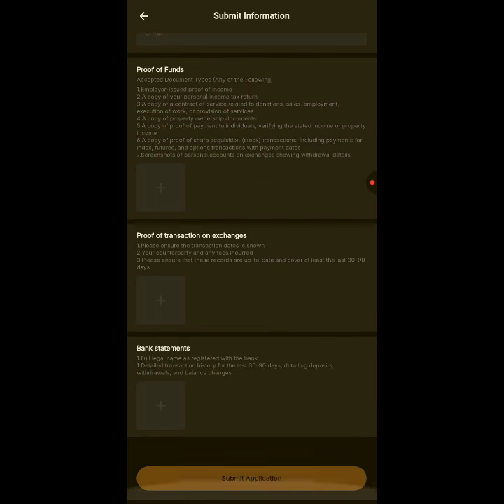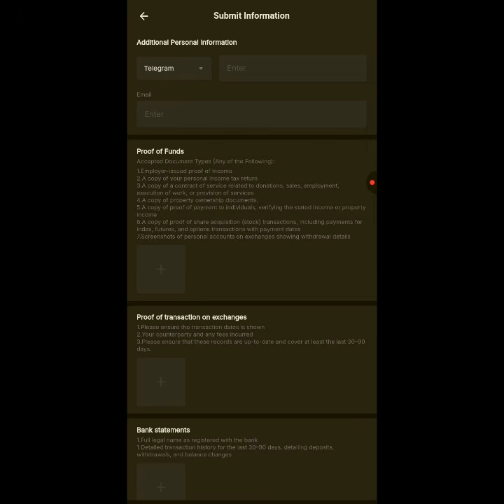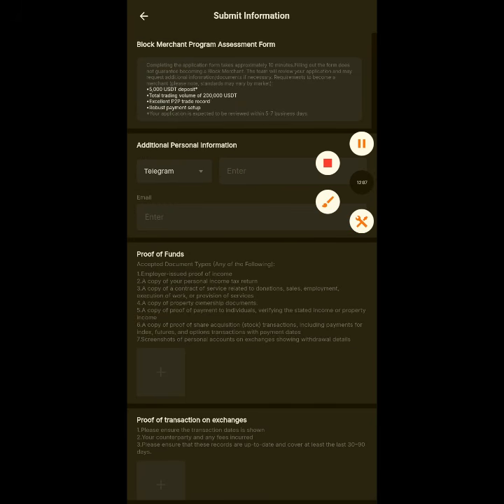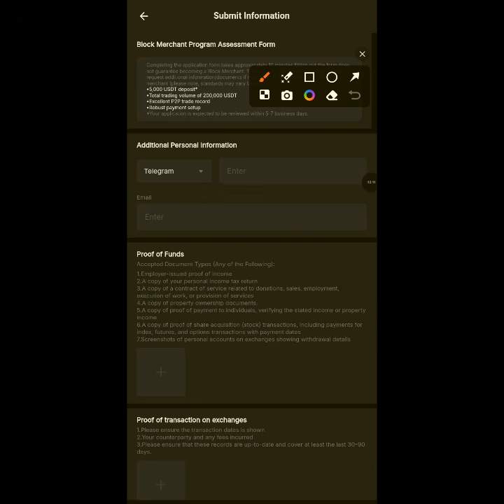Then you can come and fill up this whole form. There's proof of fund, bank statement, proof of transaction on exchanges. Let me explain it to you. The very first step, you need to put in your Telegram information. If you are using Telegram or phone, you have to select from here, Telegram or WhatsApp. You put in your WhatsApp number or Telegram ID.